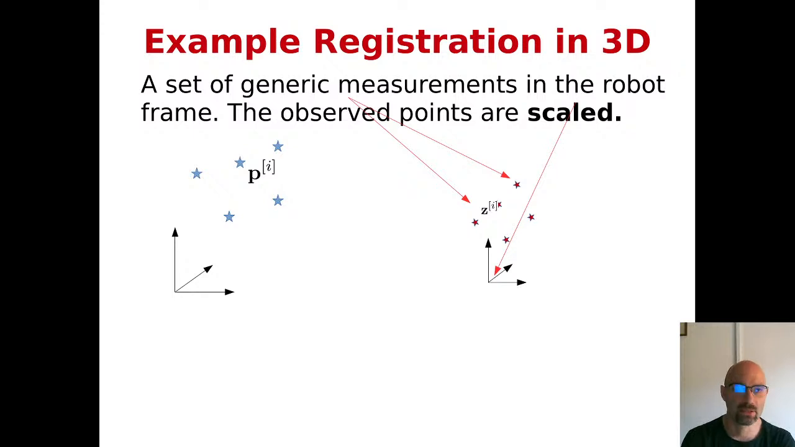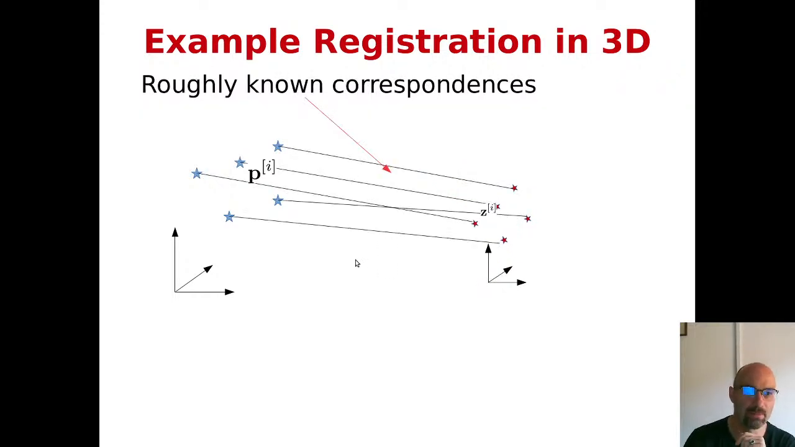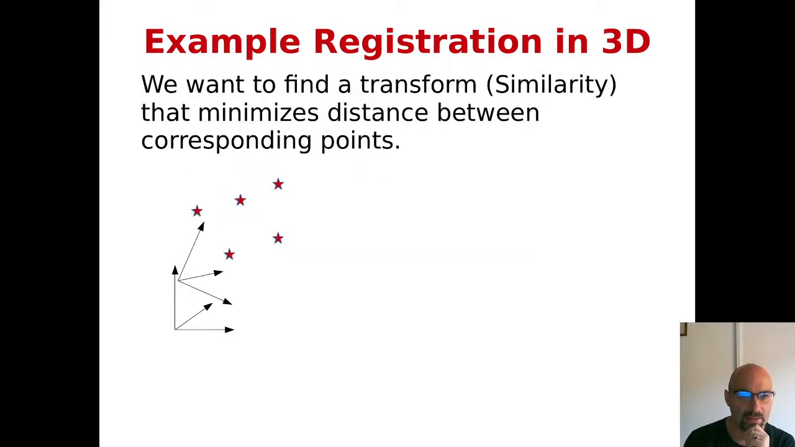Okay? So the game is the usual one. We have a set of points that is our reference. We have a set of observed points that is our measurement. And we know the correspondence between each measurement and each generating point. And what we want to do is to find the transform.